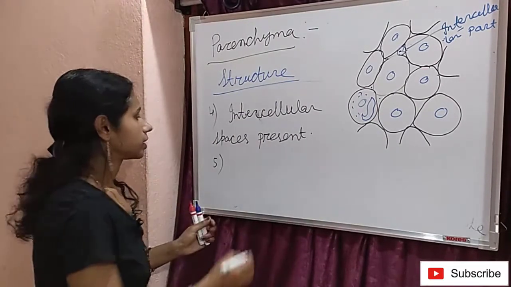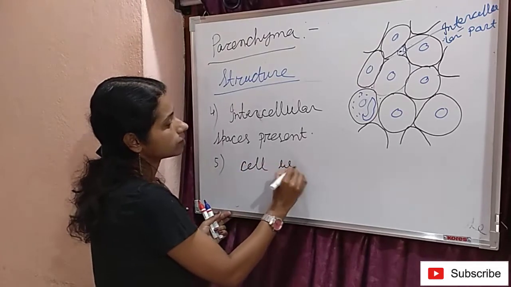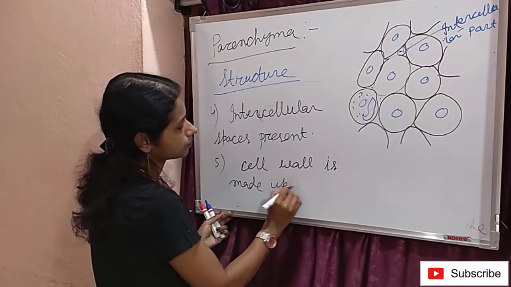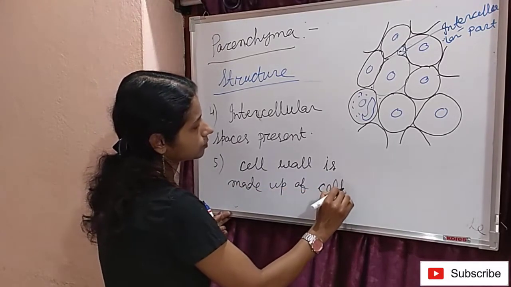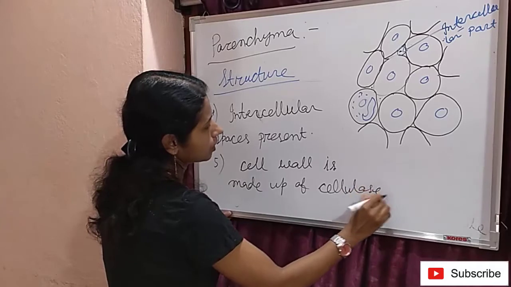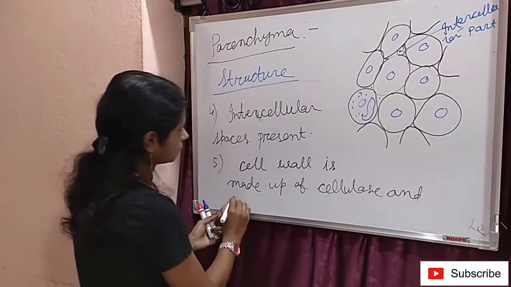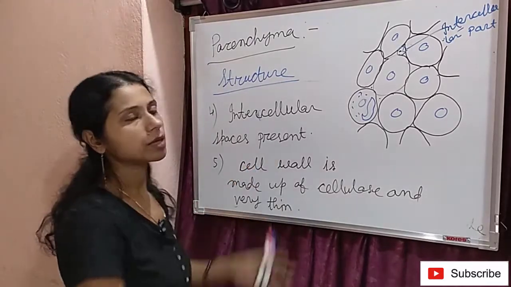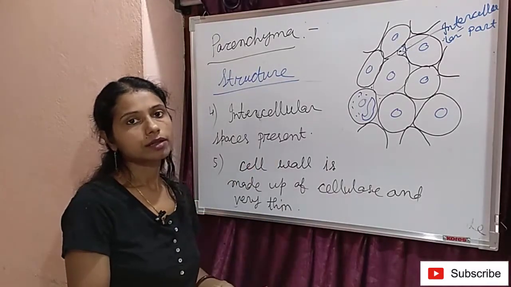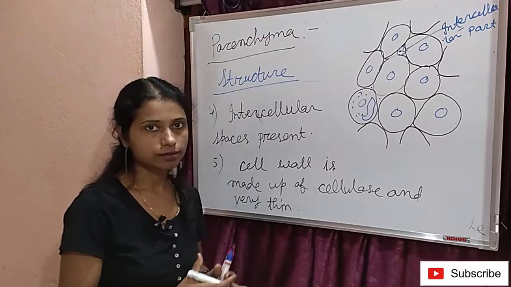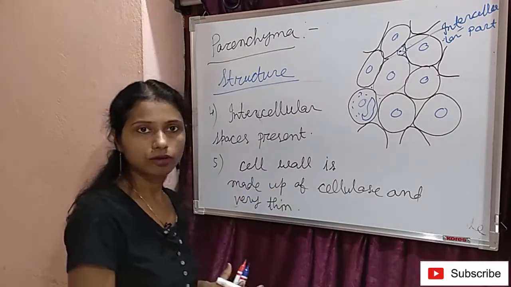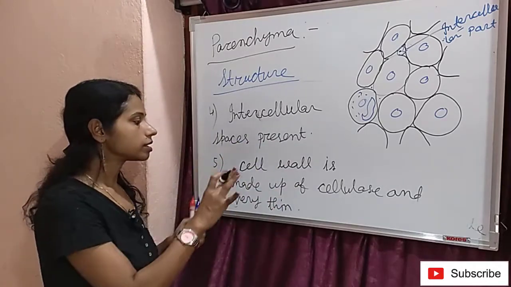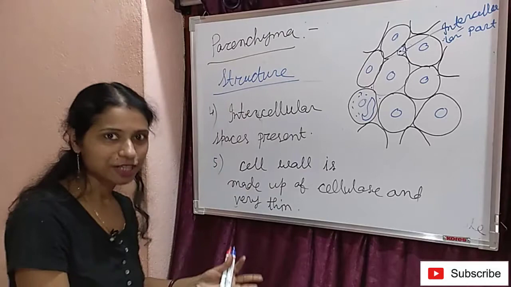Next point, cell wall. The cell wall is made up of cellulose, and it is very thin. You know, cellulose is a carbohydrate substance. It is present to make the cell wall, and it makes the cell wall hard also. So this is the structure of a parenchyma.